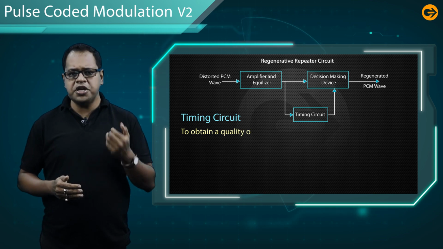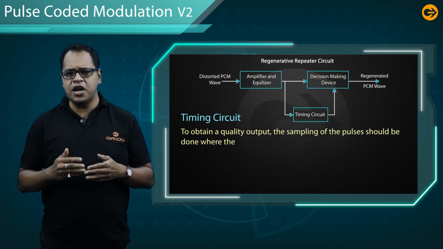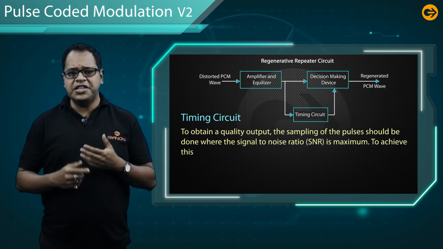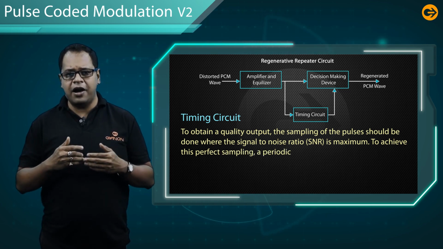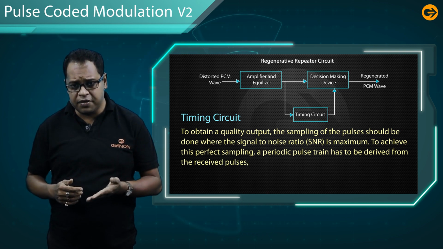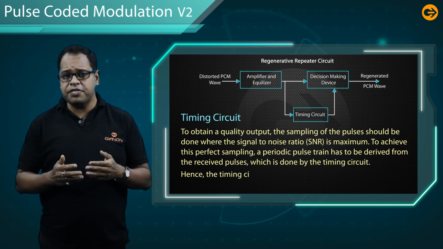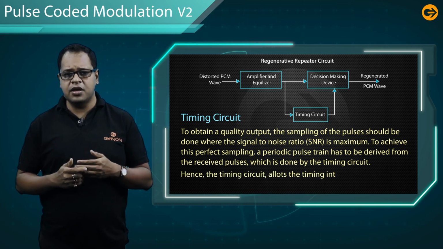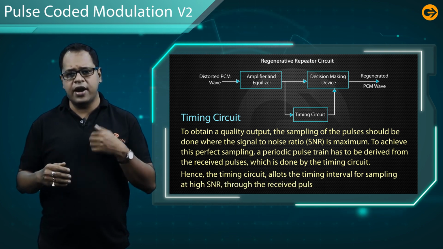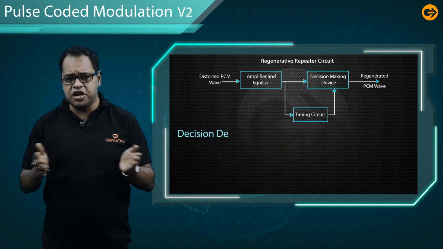To obtain a quality output, the sampling of the pulses should be done where the signal to noise ratio, that means SNR, is maximum. To achieve this perfect sampling, a periodic pulse train has to be derived from the received pulses, which is done by this timing circuit. Hence, the timing circuit allots the timing interval for sampling at high signal to noise ratio, or SNR, through the received pulses. The last block is the decision device.